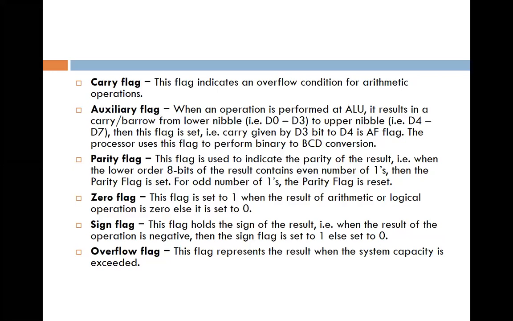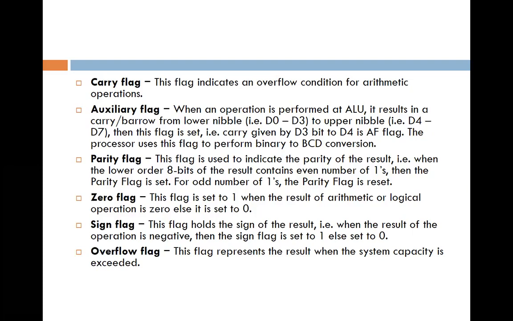Auxiliary carry is given by the D3 to D4 carry, and the auxiliary carry flag is set. The processor uses this flag to perform the binary to BCD conversion. Parity flag: this flag is used to indicate the parity of the result. When the lower order 8 bits of the result contain an even number of ones, the parity flag is set, and for an odd number of ones the parity flag is reset.